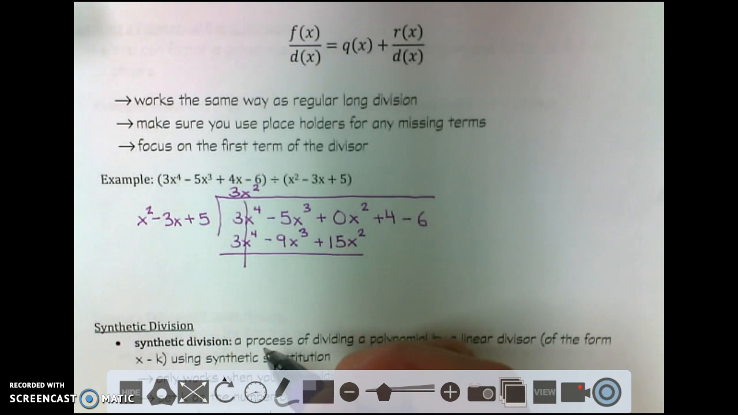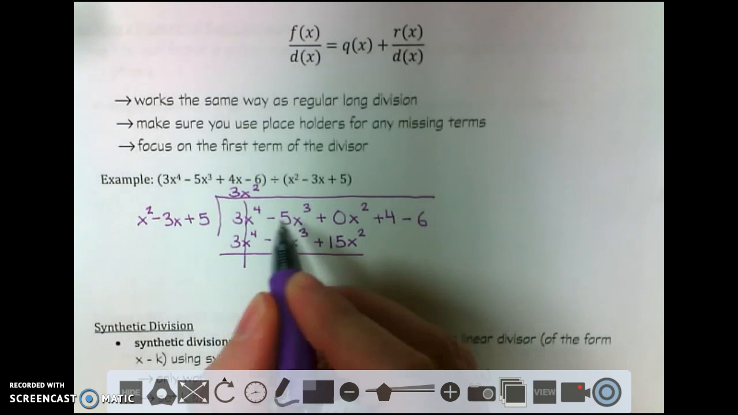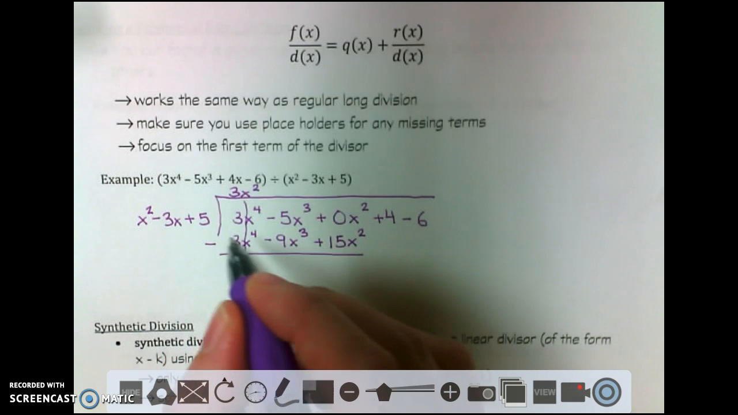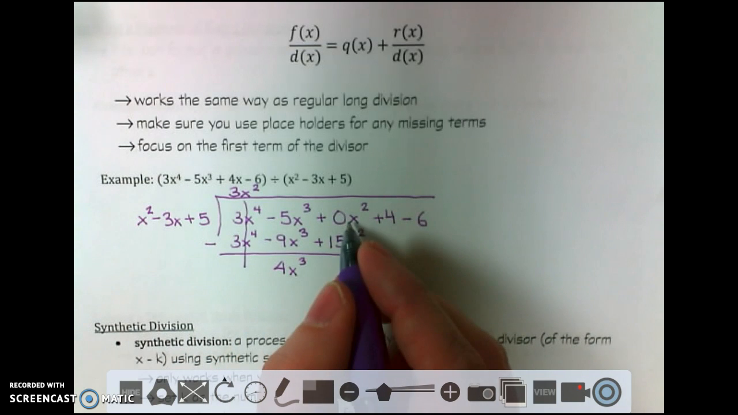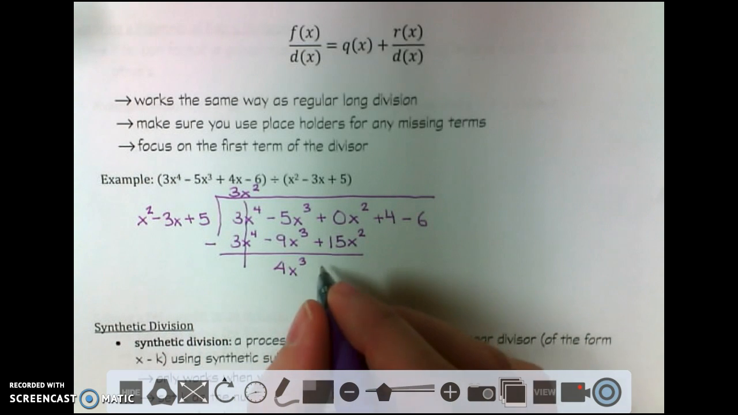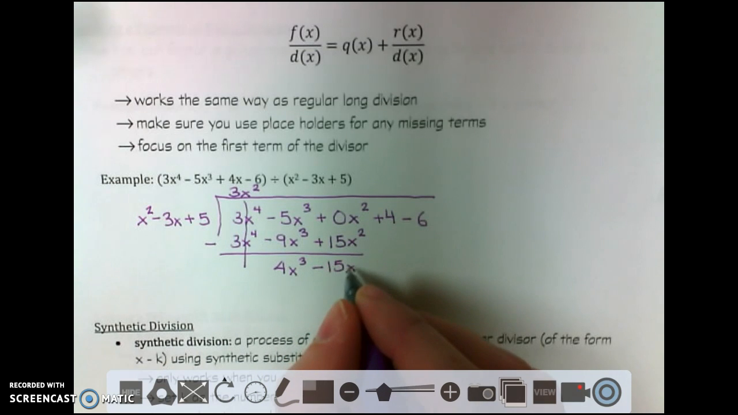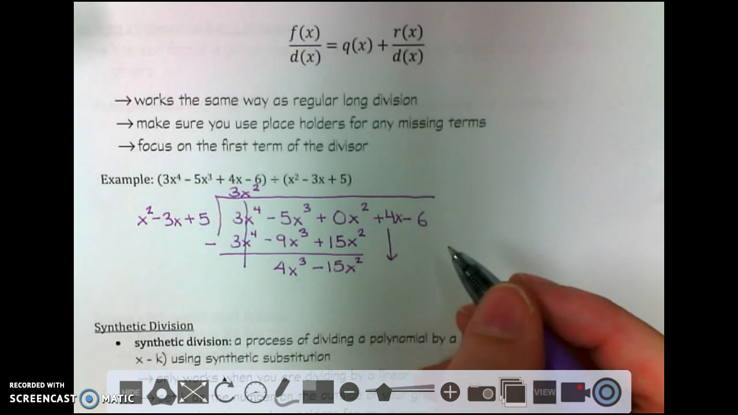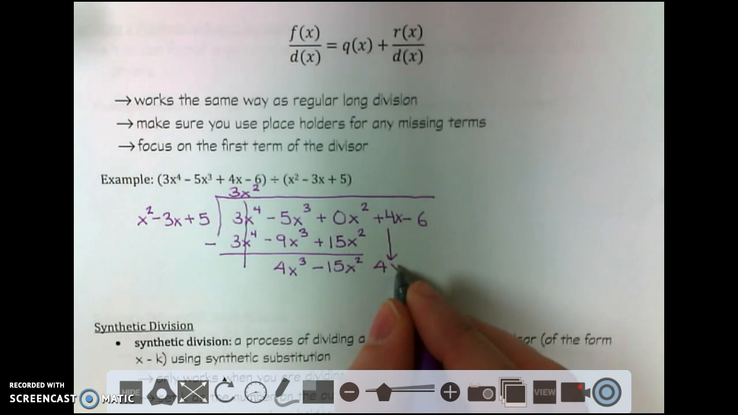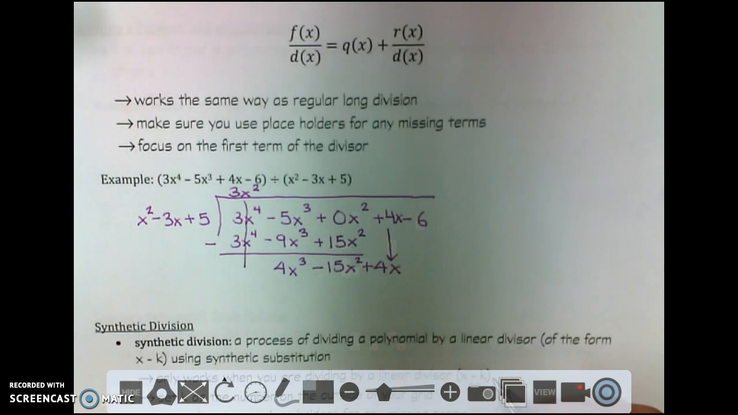These first two should cancel. Then negative 5 minus negative 9 is plus a positive, so I get 4x cubed. 0 minus 15 gives me negative 15x squared. And then I bring down my next term, which was a 4x, and it's positive, so it's adding.